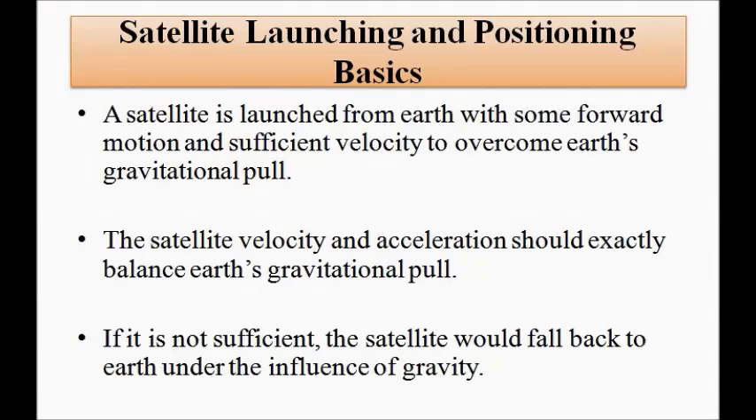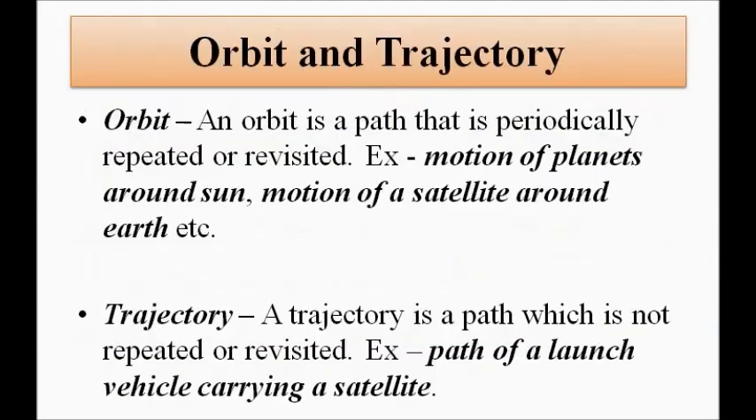Now, we know that the artificial satellites, which are used for various purposes, be it for planetary research, weather monitoring, or navigation, communication, whatever, revolve around Earth or any other planet in a certain well-defined path. So that's where the terms orbit and trajectory come into play. Now, an orbit is a path which is periodically repeated or revisited. For example, the motion of planets around the Sun, the motion of artificial satellites around Earth, it is continuously traversed. So this path is called an orbit.